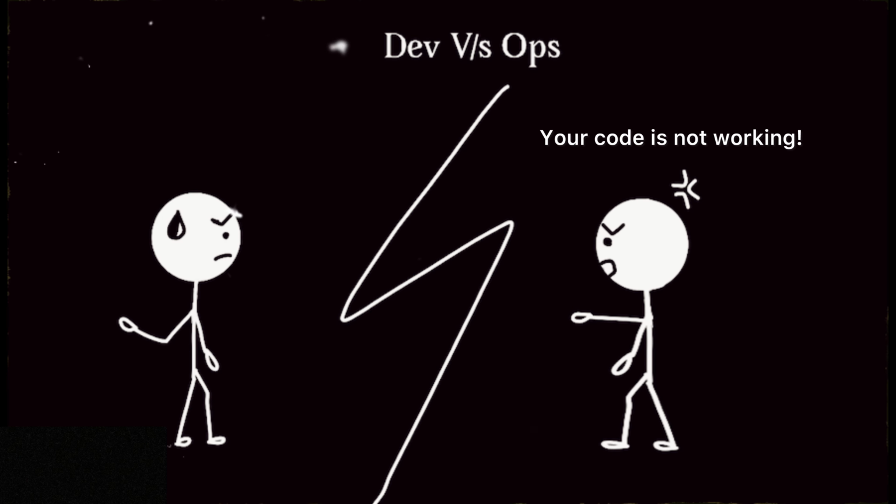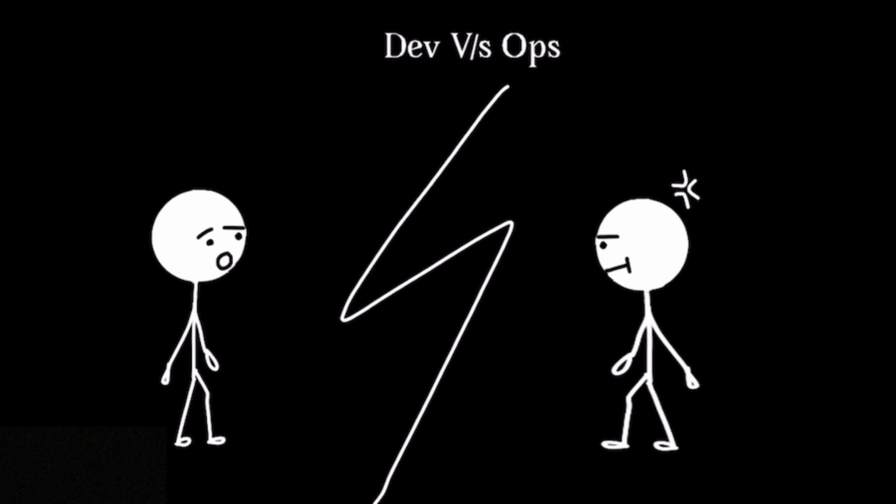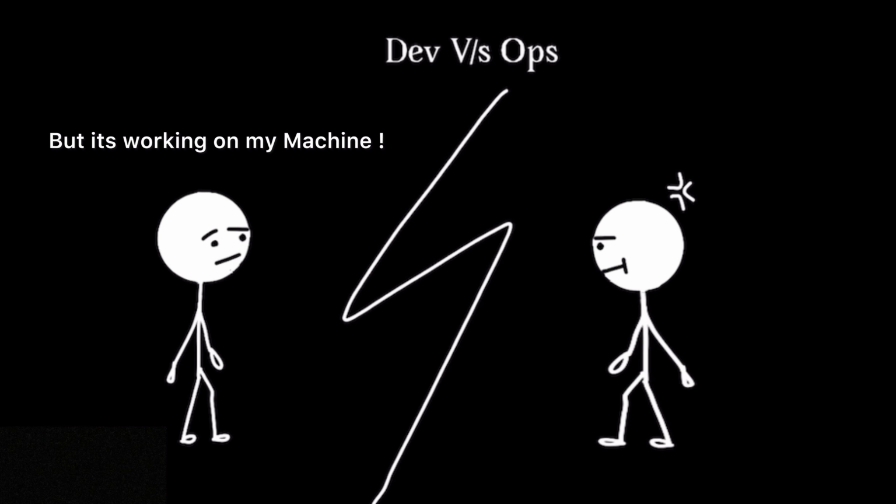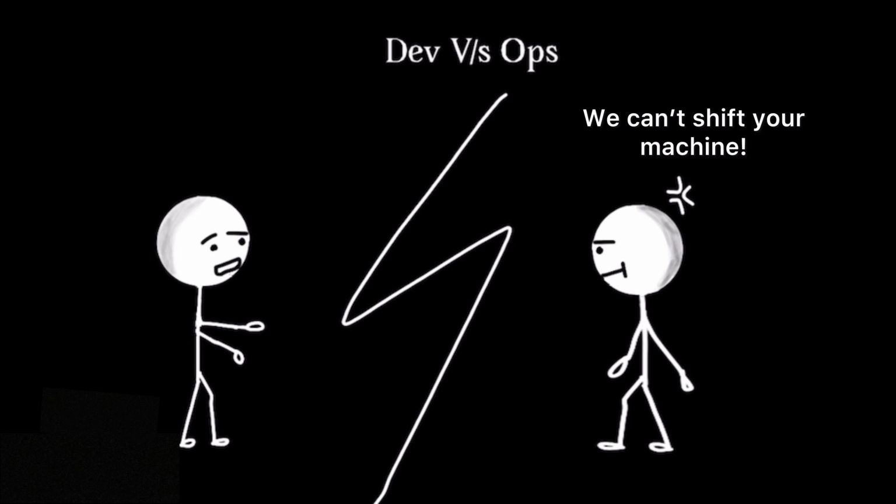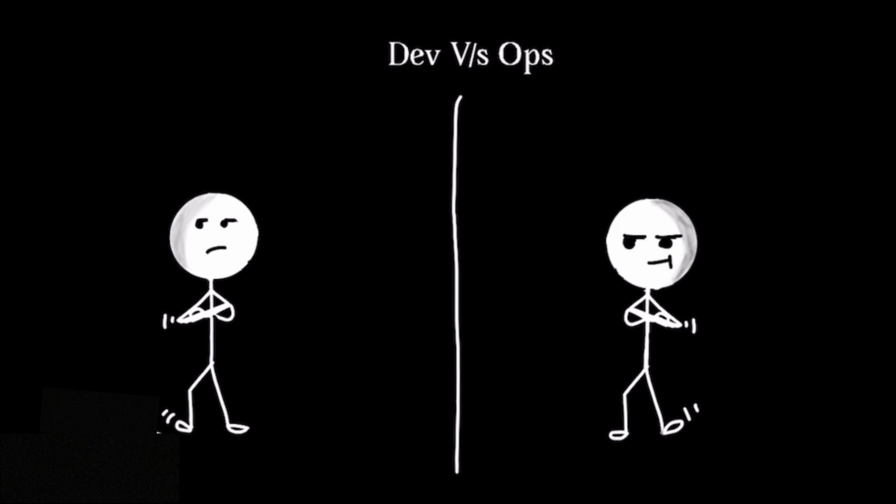The operation engineer says that your code is not working, which leads to a delay in software release, while the developer says it is working on my machine, and replying to the developer, the operation engineer says that we cannot ship your machine. It is quite rude. They seem very unhappy with the traditional software development process.